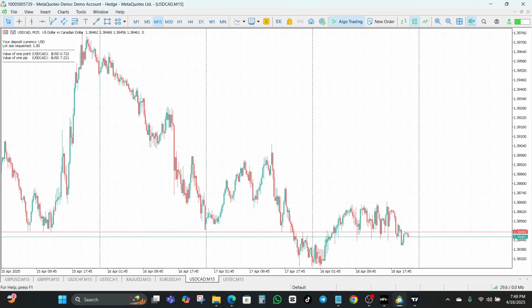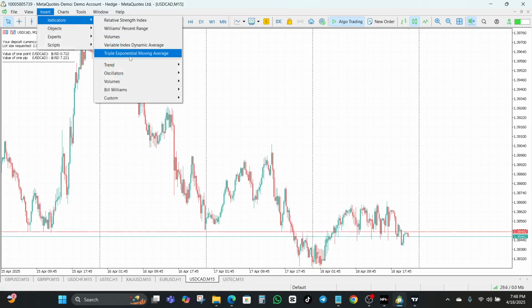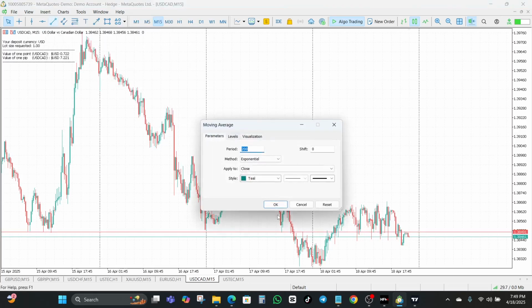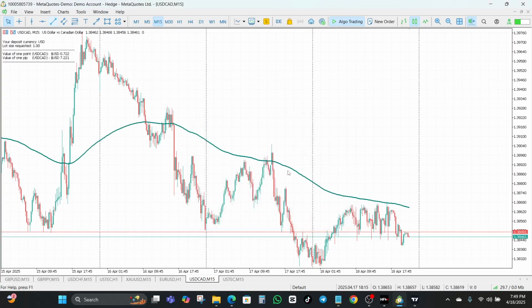Now let us start by adding the 200 EMA to the chart, the 200 exponential moving average. The 200 EMA sets the trend direction, okay? When price is above the 200 EMA, you look for buy trades. When price is below the 200 EMA, you look for sell trades, okay? This helps eliminate counter trend trades and keeps you aligned with the dominant market flow.